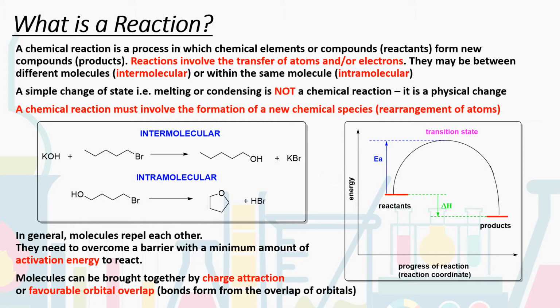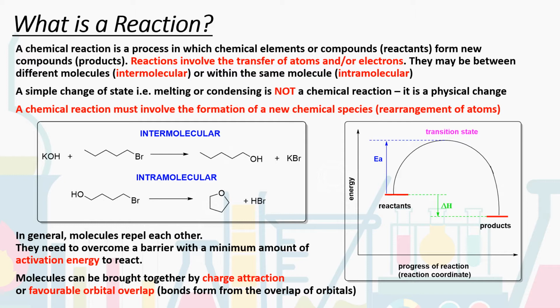Now in general, molecules repel each other, right? We have these molecules that are largely full of electrons, and so lots of negative charge, all kind of repelling each other, and they need to overcome a barrier with a minimum amount of activation energy to react. So remember that our activation energy is this minimum energy that we need to start breaking bonds for a successful collision to occur. And you've probably seen some of these enthalpy diagrams or energy progress of reaction diagrams.